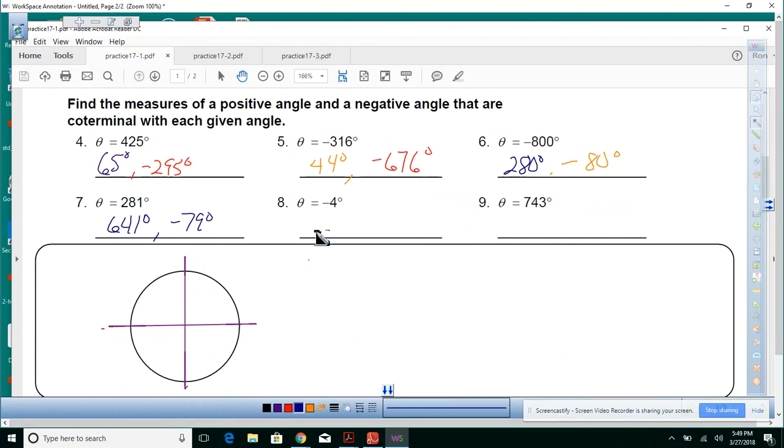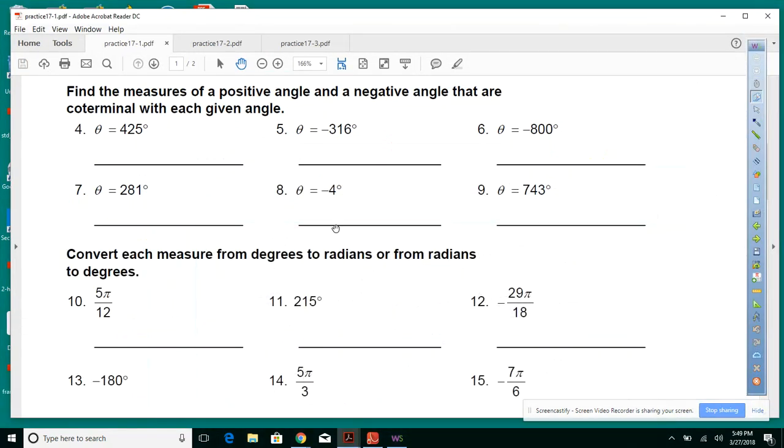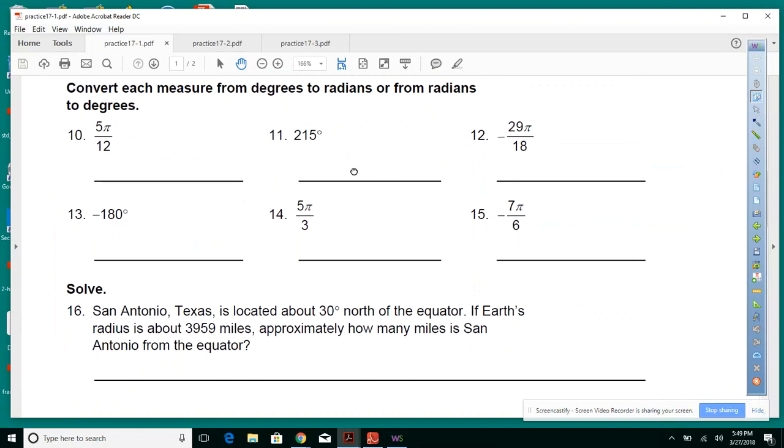All right, let's do the same thing for number 8. I got 356 degrees and negative 364 degrees. And number 9, I got 23 degrees and negative 337 degrees. All right, good job. And let's try number 10.